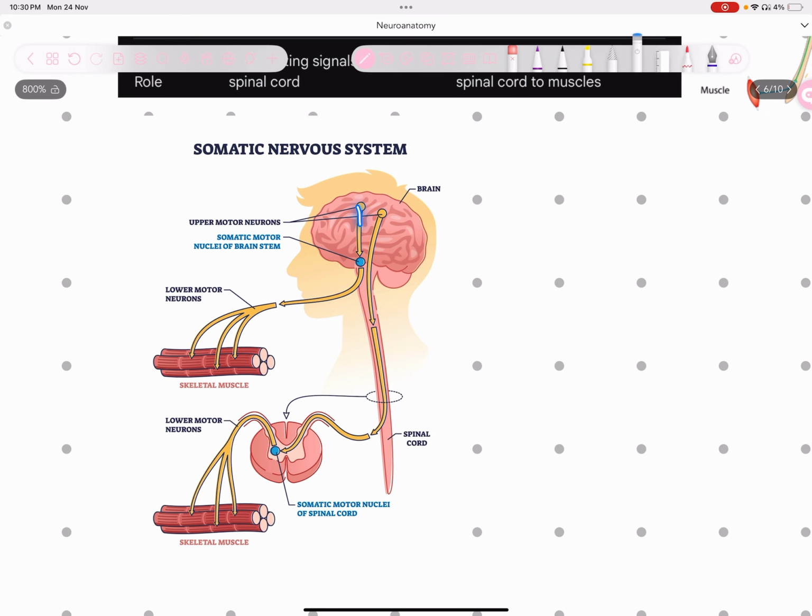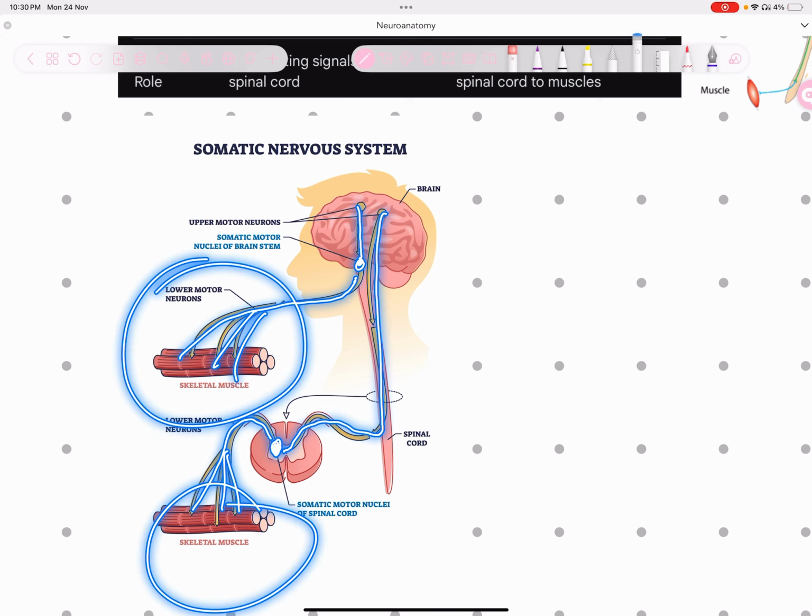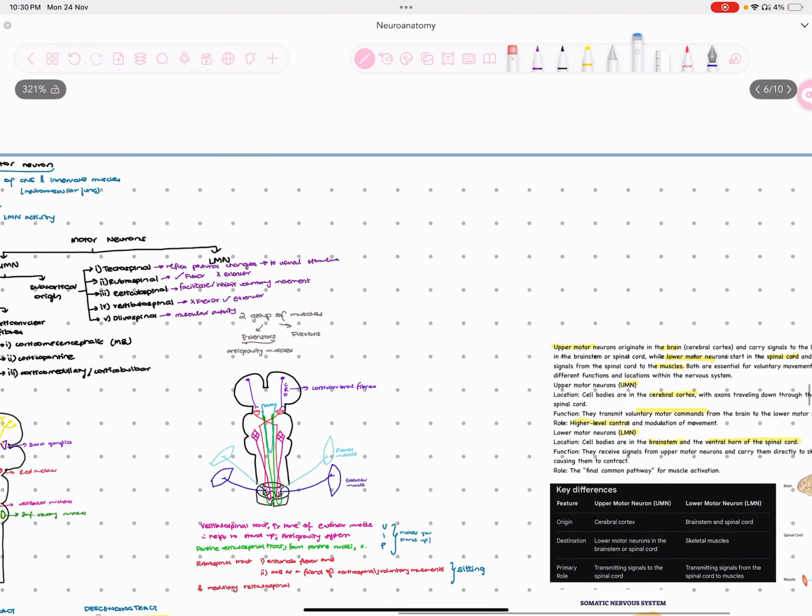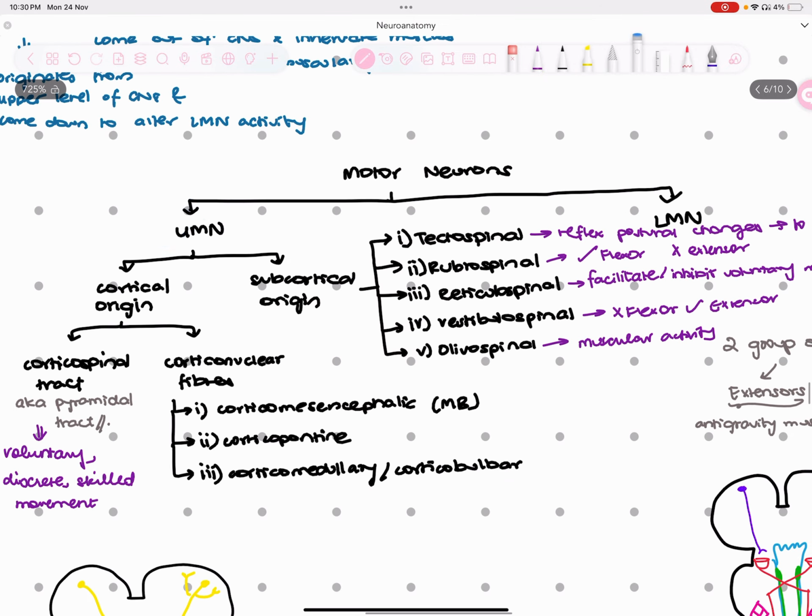So once again, the upper motor neuron can either terminate in the brainstem or it can terminate anywhere in the spinal cord, anywhere at the level of the spinal cord, in the anterior or the ventral gray horn. And from the ventral gray horn itself, or from the brainstem, your lower motor neuron is going to begin and it will ultimately terminate at the skeletal muscle. So this is its final destination.